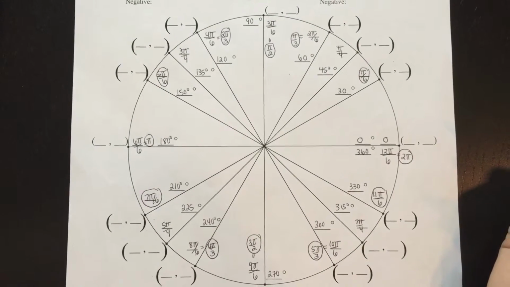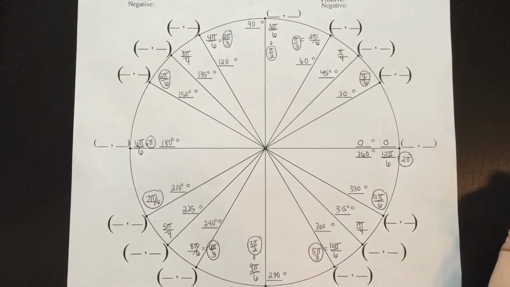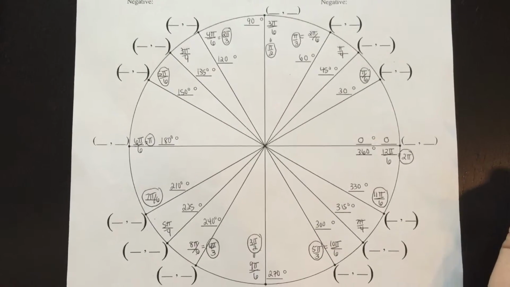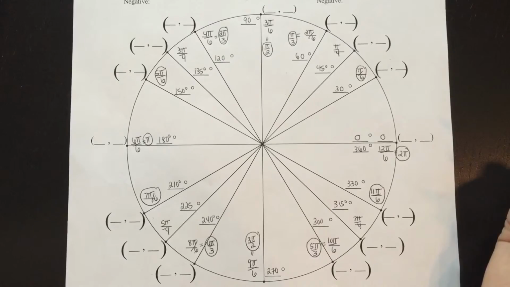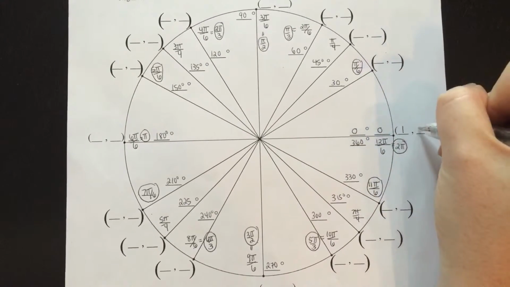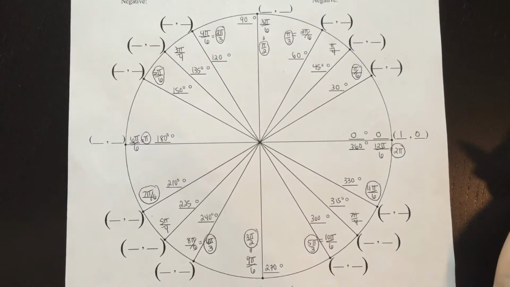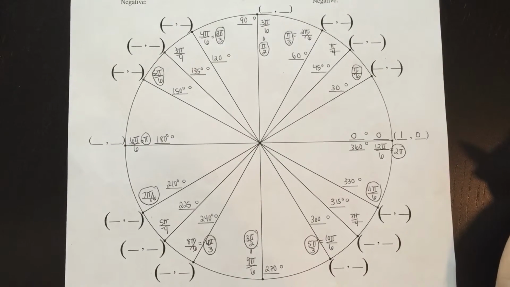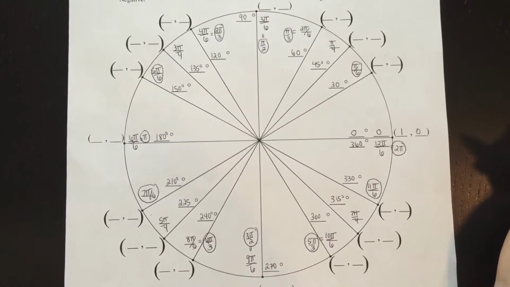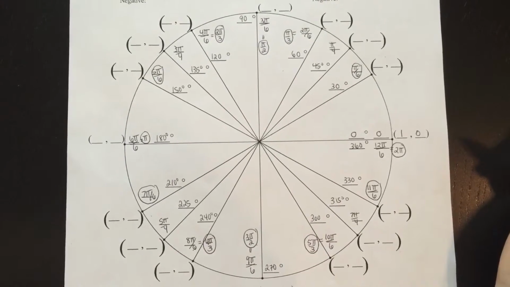So next step, we actually have to fill in the coordinates, or the location of the points on the edge of the circle. So let's start with the easy ones, the quadrantal angles, the ones that are on the axis. So over here, we're at the coordinate (1, 0), x is 1, y is 0. So that's the coordinate for 0 degrees, 0 radians, 360 degrees, and 2 pi radians.